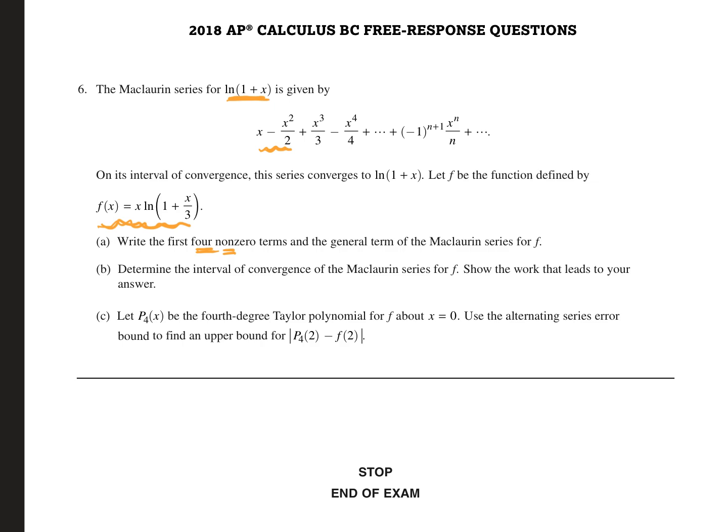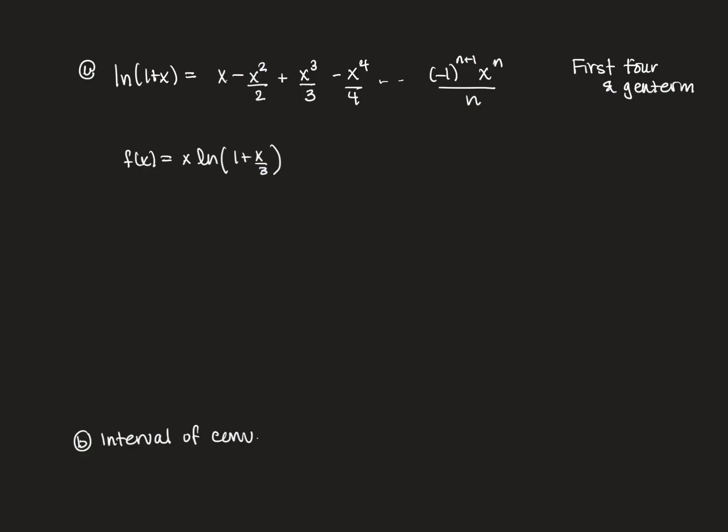C says, let P4 be the 4th degree Taylor polynomial for f about x equals 0. Use the alternating series bound to find the upper bound for that value. Okay, so if we're using the P4 Taylor polynomial, that means we're looking at the 5th degree to talk about error, and we plugged in x equals 2. This is the 2018 Taylor polynomial.